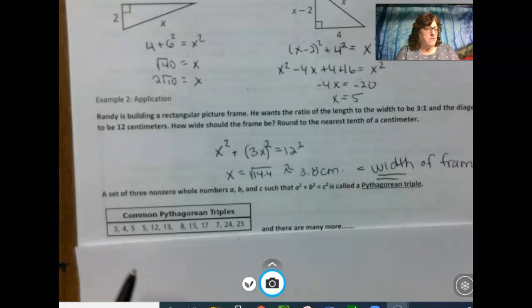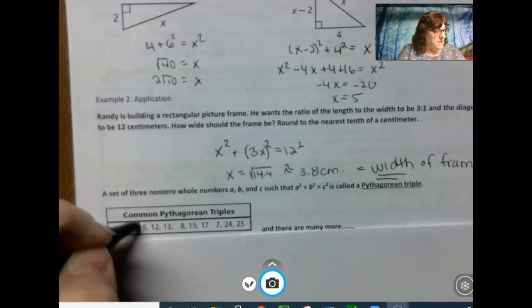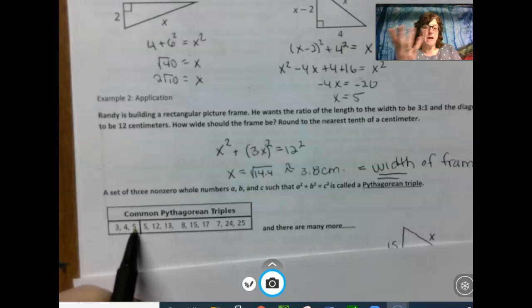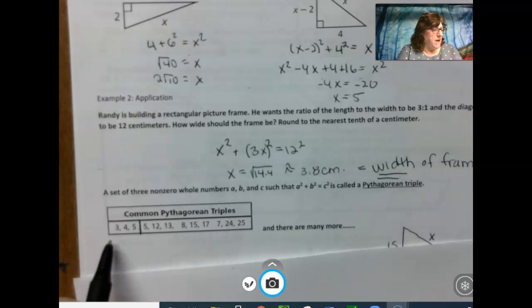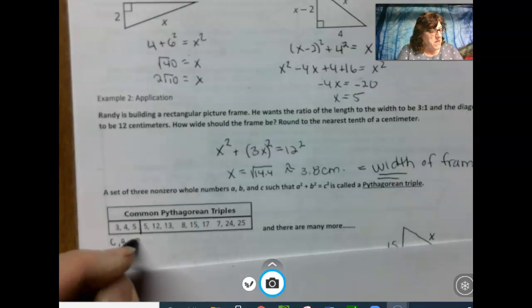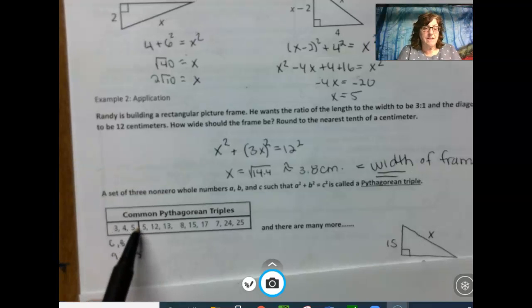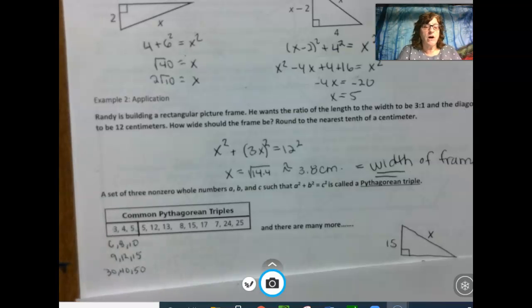So the most common Pythagorean triple is the side lengths of 3, 4, 5. But from here, I can take each of these and multiply each side by any whole number and create another Pythagorean triple. So if I multiply each side by 2, I get 6, 8, 10. That's another Pythagorean triple. I can multiply each of these sides by 3 and get 9, 12, 15. I can multiply each side by 10 and get 30, 40, 50. And I could keep going on and on and on.